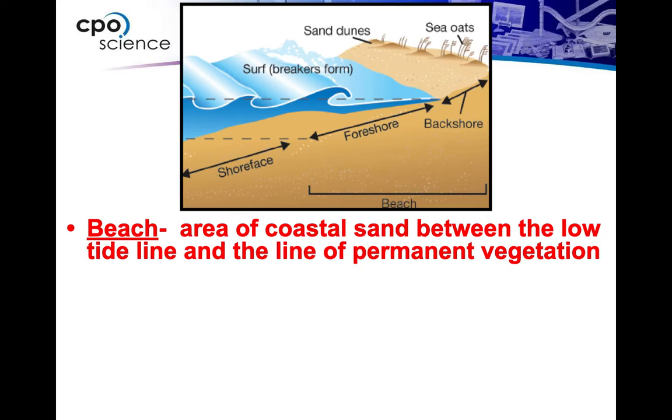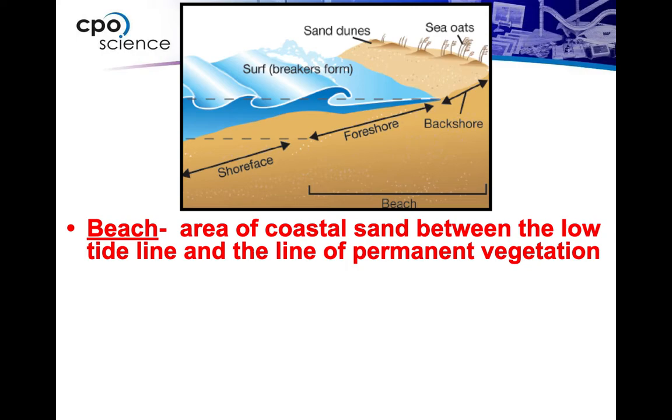So the area of sand between the low tide and the line of what we would consider permanent vegetation would be the beach. And you think about plants, permanent vegetation. That means it's the area that's not going to be greatly disrupted by wave action, or if storms come along, those plants are in a nice little safe harbor zone. So that's what a beach is.